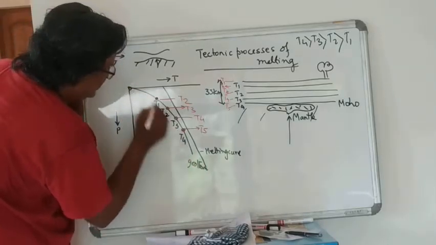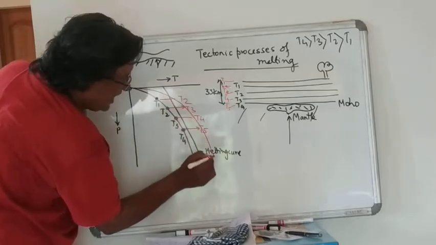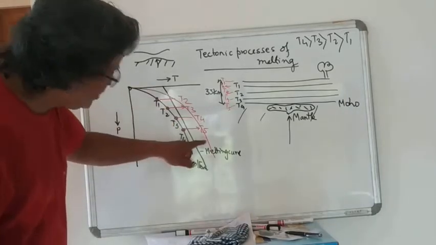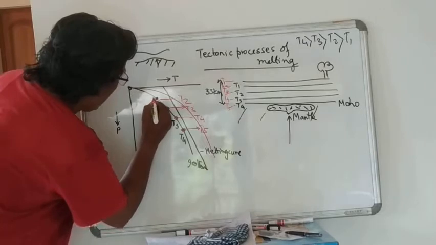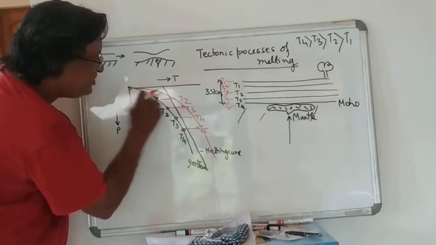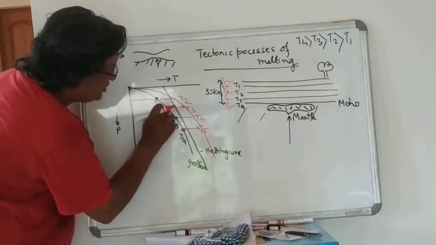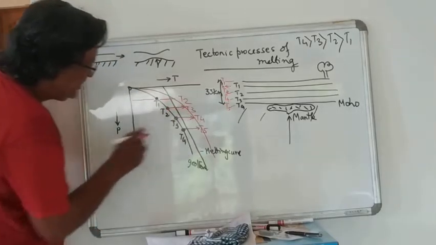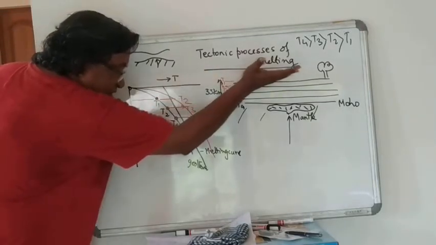So what is happening actually is that this geotherm, which was in this position, shifts to another position. Have you understood? A new position where, for each point of the geotherm, at this point there is no change in pressure, but T1 changes to T2. At no pressure change, T2 changes to T3. So what is happening in this direction? The pressure remains the same, but the temperature increases.